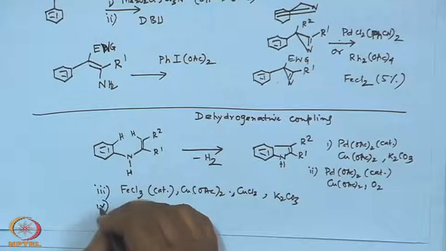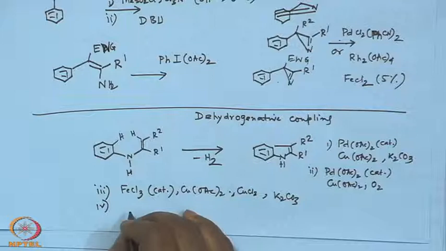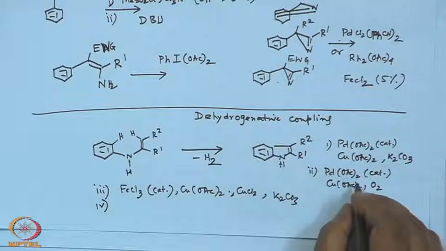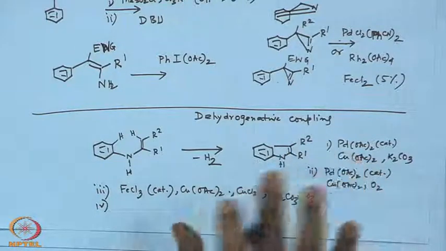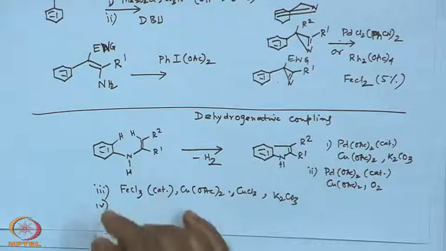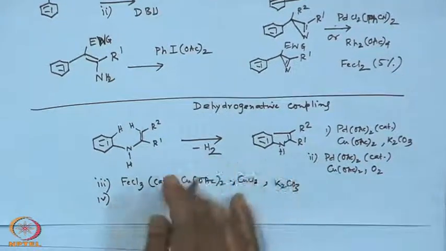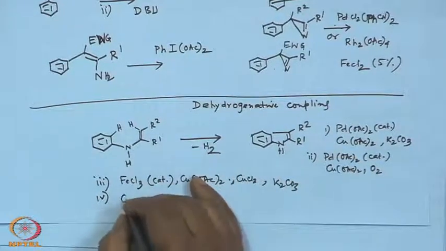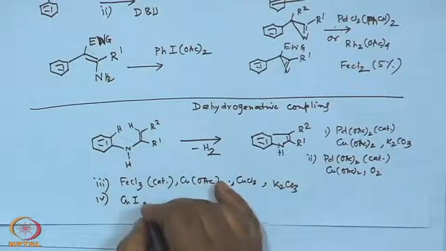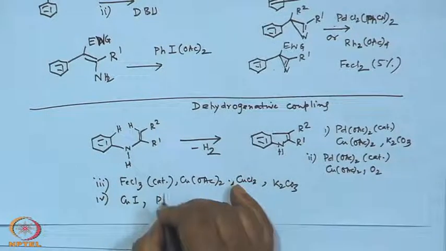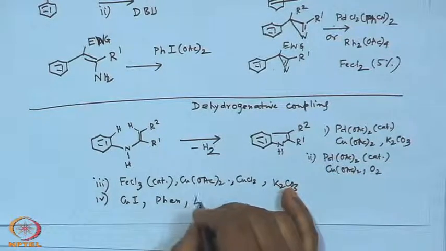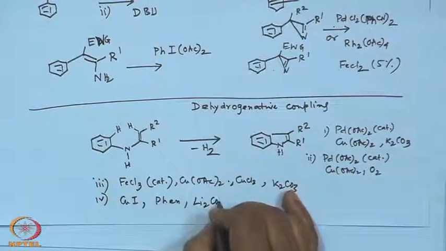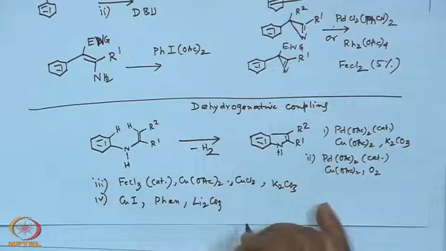So, the fourth one, once again the previous one was palladium acetate, cupric acetate, oxygen. You can skip cupric acetate, all different combinations. Basically, you have to do a little bit of trial and error, and the one that is a little uncommon here is cuprous iodide and fen, right. Fen all of you know, and in this case lithium carbonate, because it is a little more soluble in organic solvents.